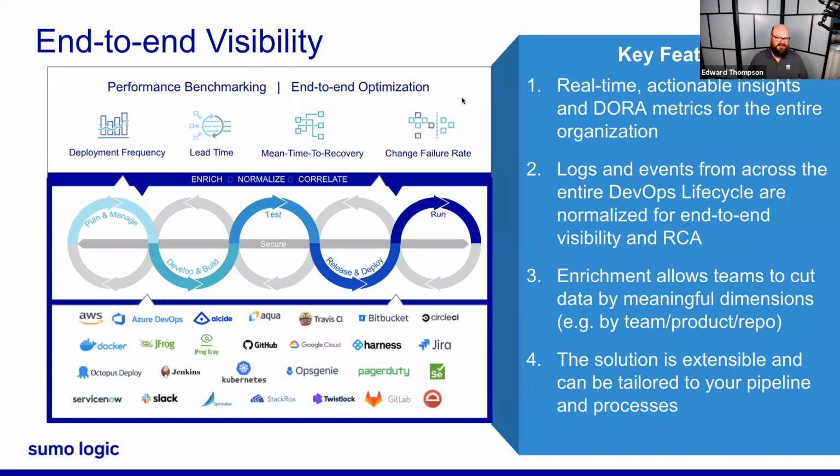But the other thing too, this is extensible because we're normalizing all this data to a common schema. So all of these various tools, everything pulls in and visualizes the same. So it doesn't matter if you're using one tool or you're using 5 for the same stage, you can get a consistent view, and you can extend that and tailor it to your own business processes.